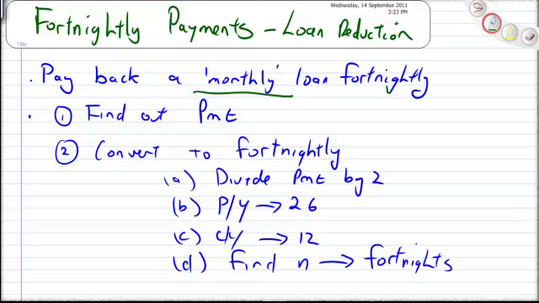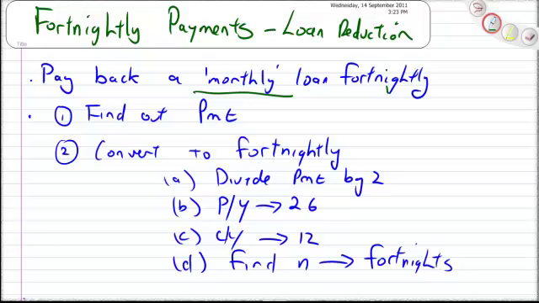With every loan question, you've got to find out your payment first. Then you need to convert it to a fortnightly loan by dividing your payment by 2, converting your payments per year to 26, converting your compounding periods per year to 12, and then you find N, which will be the number of fortnights. So let's have a look at an example and work through all the combinations that you'll do with that.